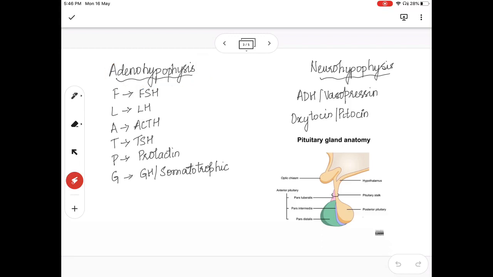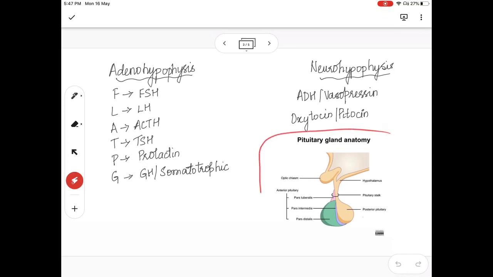Similarly, under the posterior lobe, that is our neurohypophysis, also known as pars nervosa, we have just two categories: ADH, also known as antidiuretic hormone or vasopressin, and the second one, oxytocin, also known as synthetic pitocin or pitocin, anything is fine.